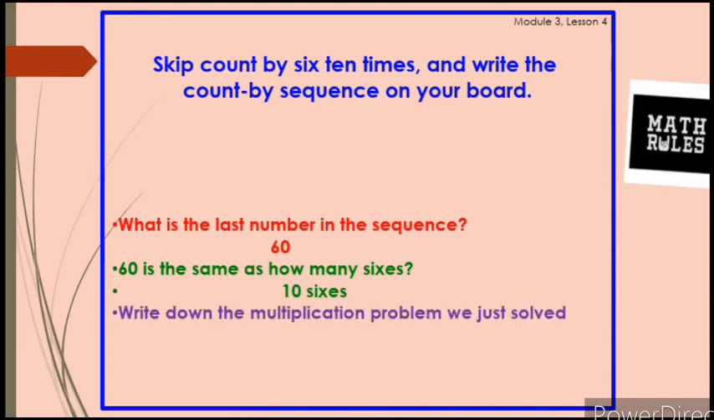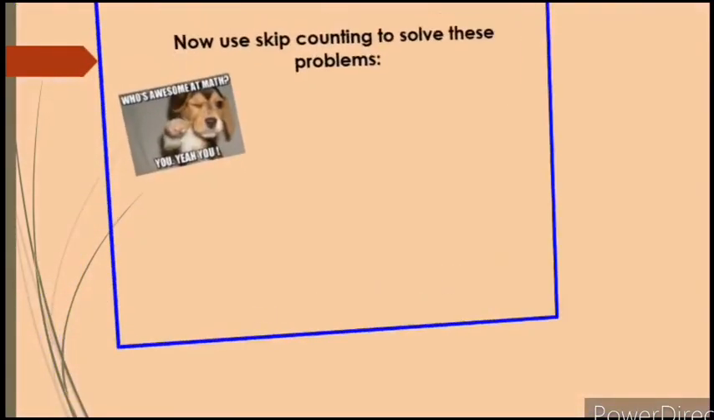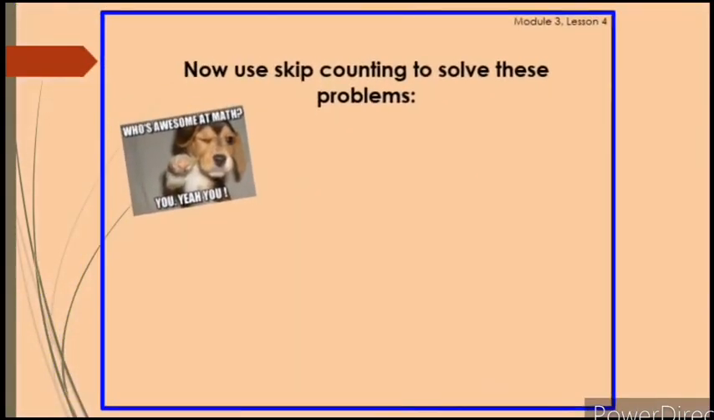Now let's write down the multiplication problem we just solved. It is 6 times 10 is equal to 60. 6 times 10 is equal to what? 60. And if we want to divide 60 divided by 6, it will give us what? 10. That's great.